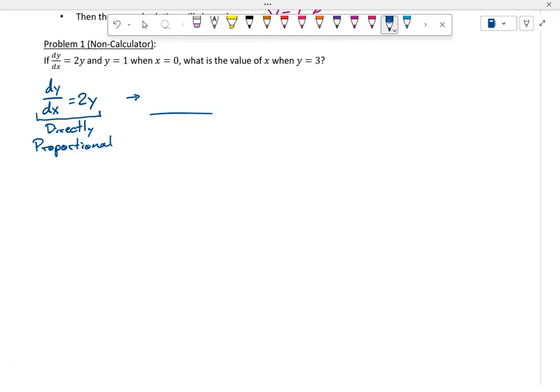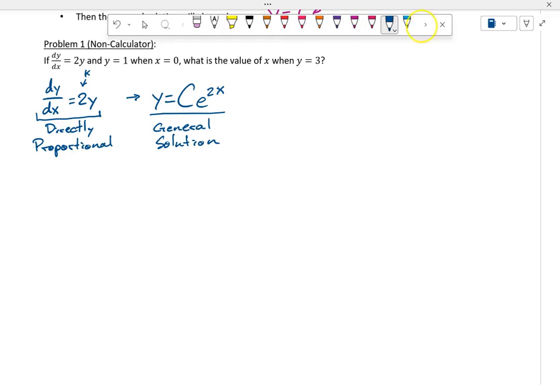So what is our general solution, guys? y equals, yeah, that's a good start. c e to the 2x, good. That 2 is our k, they've given it to us, 2x. It's a general solution. All right, so we have a directly proportional general solution. And we are going to be solving for our c and for our x.